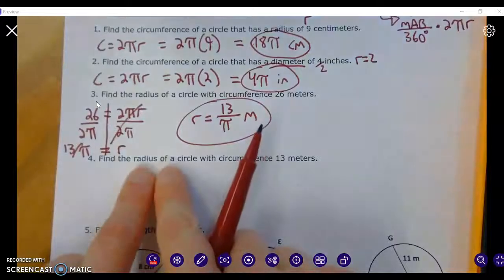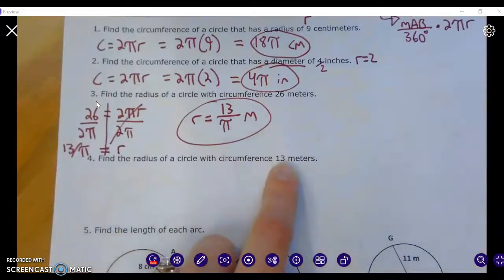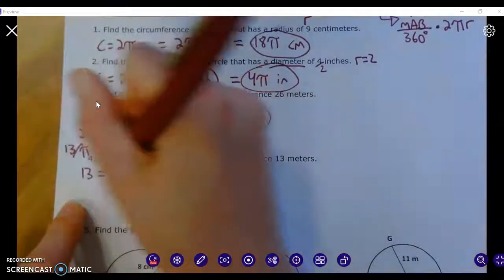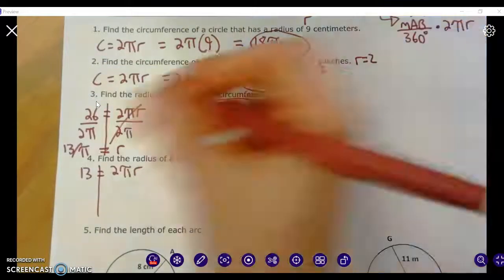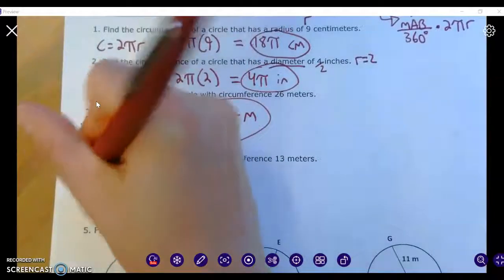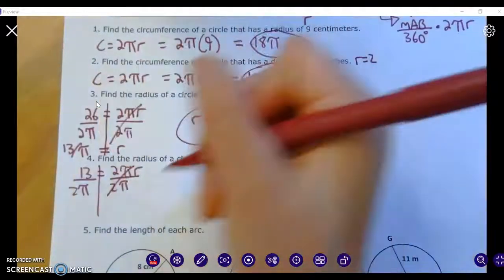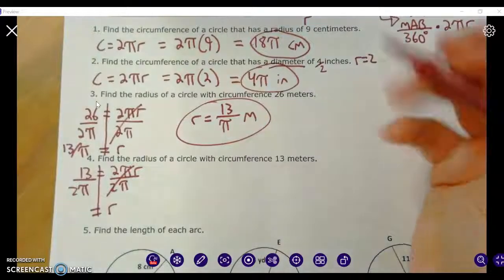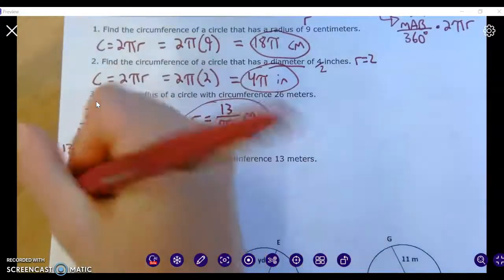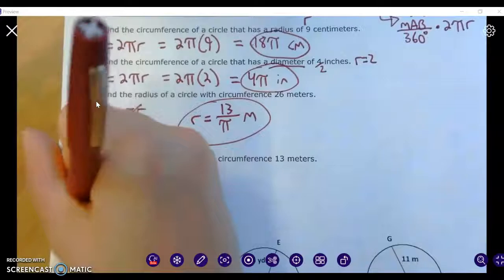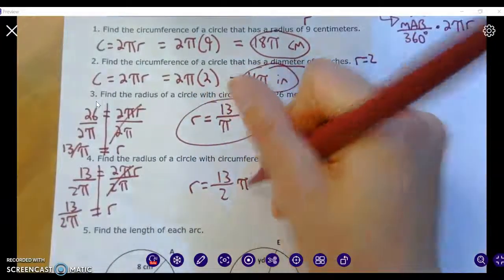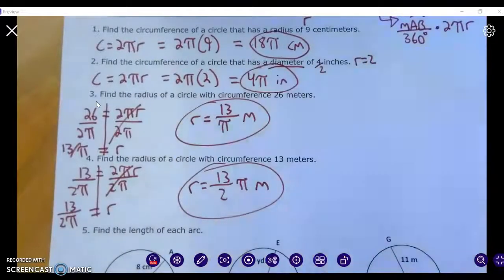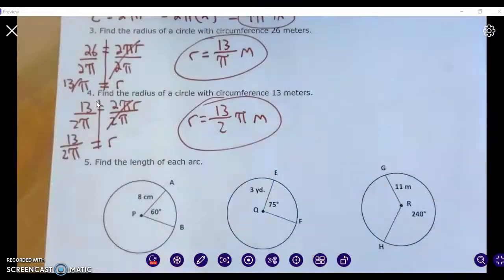Okay, let's try that one more time. Find the radius of a circle with a circumference of 13 meters. So we've got 13 equals 2 pi r. So again, we're going to divide both sides by 2 pi. So then the radius is equal to 13 over 2 pi, and 13 and 2 don't divide evenly, so I'm just going to leave it like that. Since that would give us a decimal, we're just going to leave it as a fraction. And that's how you find the radius if you're given the circumference.